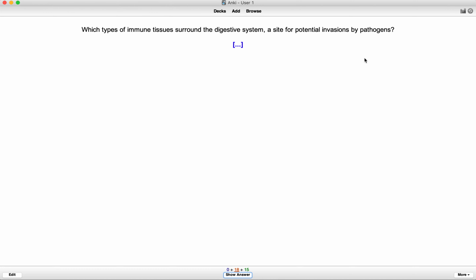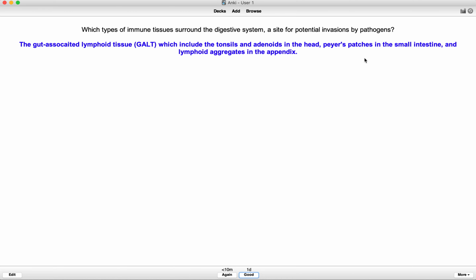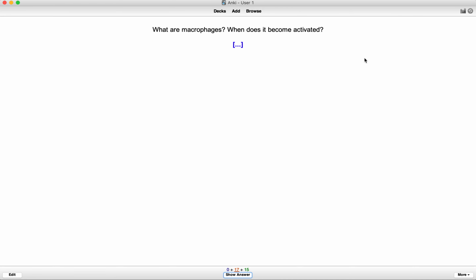What type of immune system? We have the gut-associated lymphoid tissue, which is associated with the tonsils and adenoids in the head, Peyer's patches in the small intestines, and lymphoaggregates in the appendix. Macrophages are phagocytotic cells. They're derived from monocytes, and they become activated when a pathogen enters their tissue.